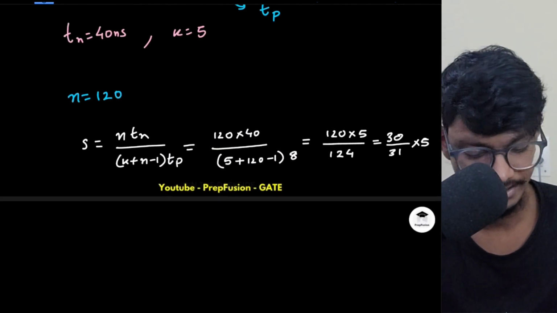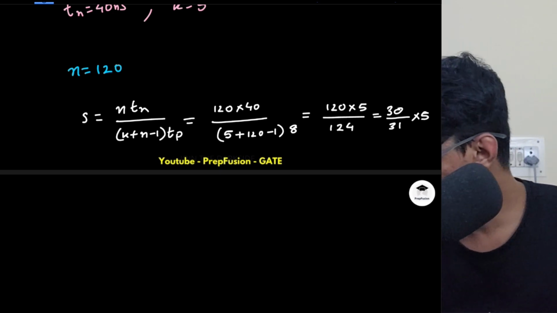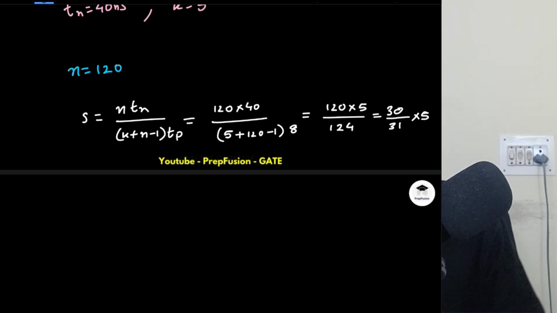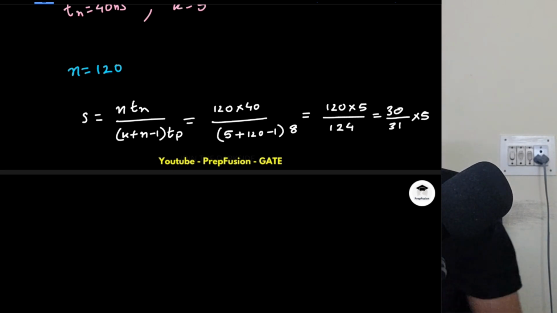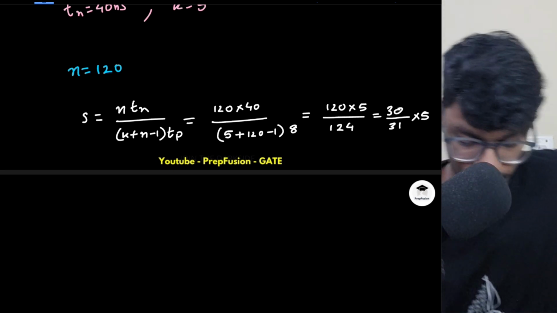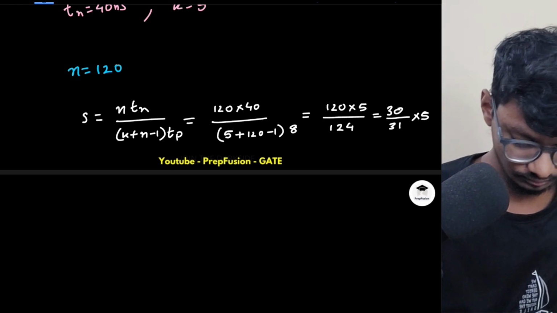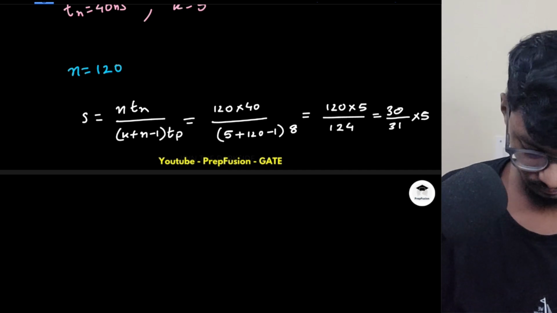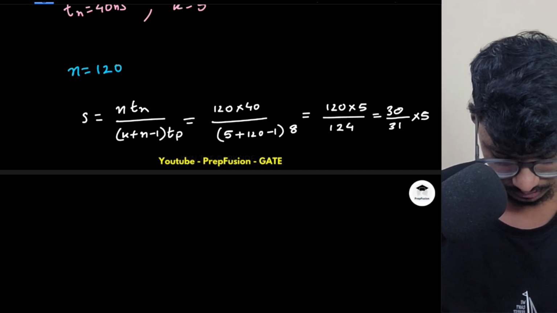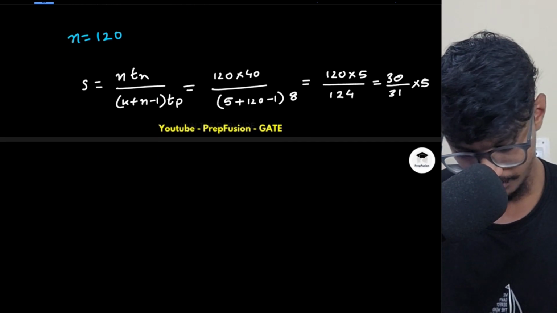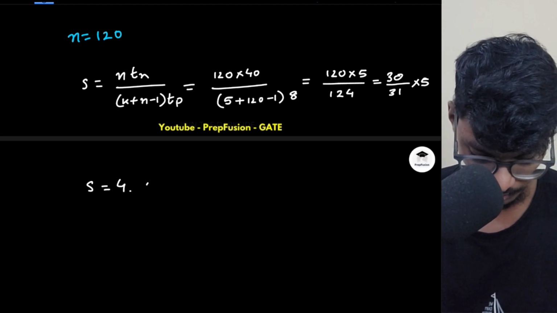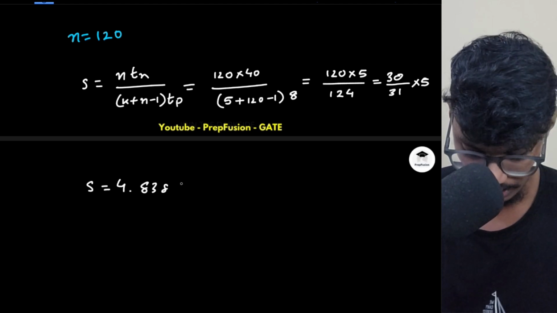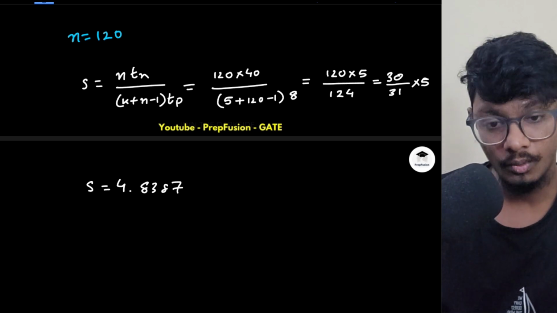So what will it come out to be? Let me quickly calculate. It will be 4 into 30 divided by 31 into 5. So the speed up ratio that I have gotten is 4.8387.